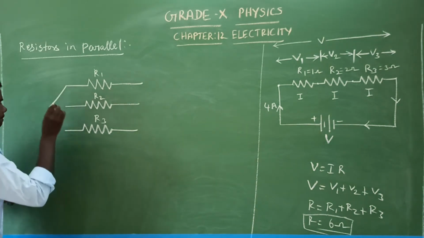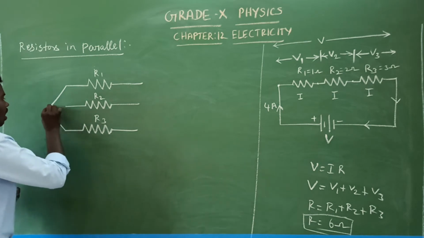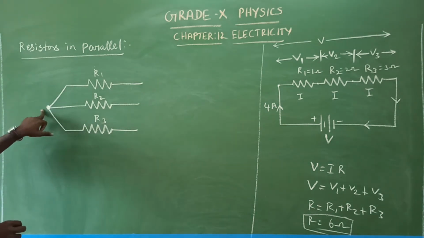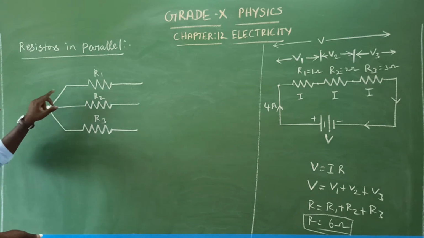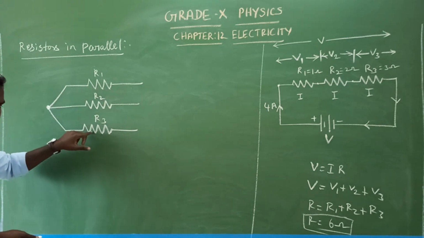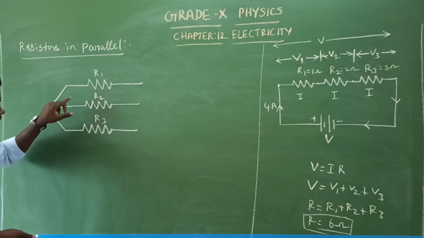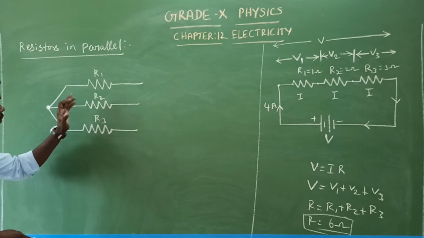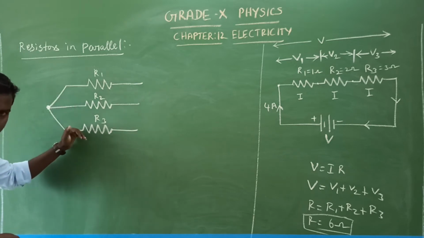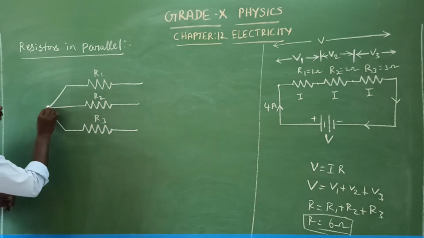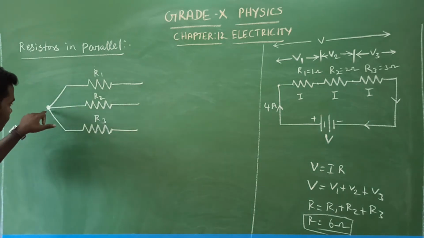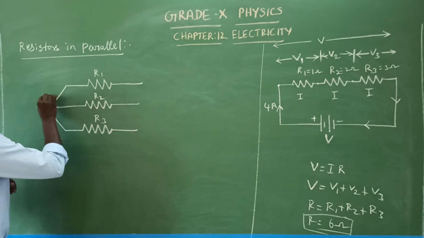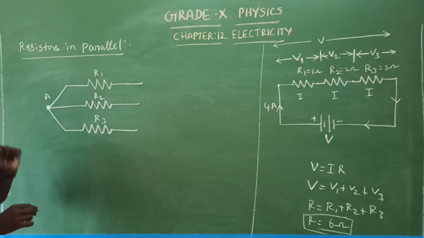Look here. One end of all the resistors is connected to a single point here. Here are resistor 1, resistor 2, resistor 3. This is one end of resistor 1, one end of resistor 2, as well as one end of resistor 3. So one end of all the resistors is connected to a single point here. Is it clear? Consider this point is A.